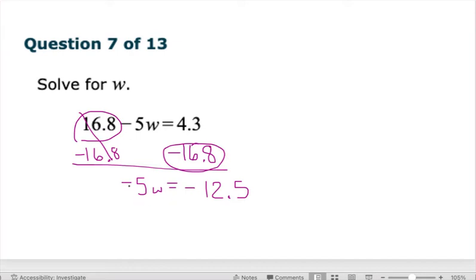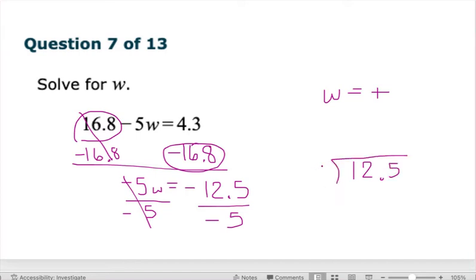So now we have a negative 5w, and over here we have a negative 12.5. So we're going to divide to get the w by itself, and divide over here to do the same thing on both sides. And we end up with w equals, so negative divided by negative is a positive, 12.5. Now remember, on your homework, you're showing me your division. You're not just writing my answer down, you're showing me your division.